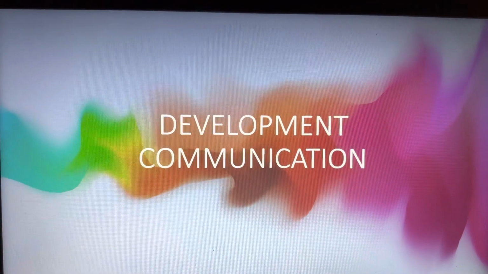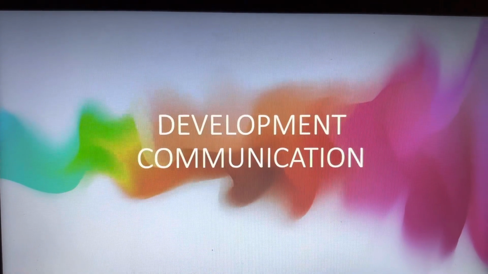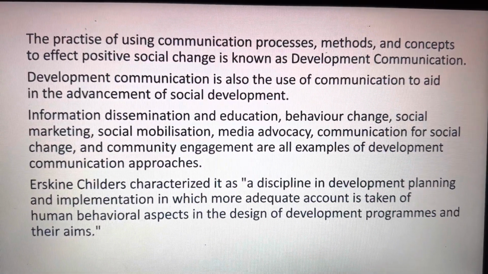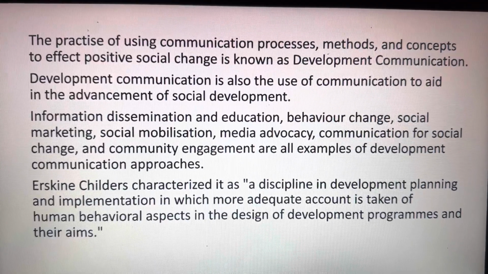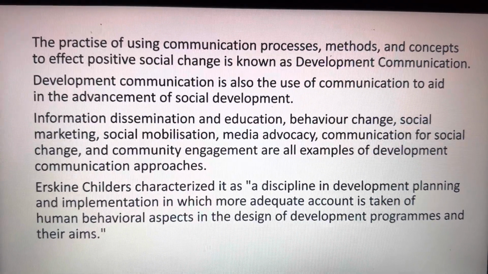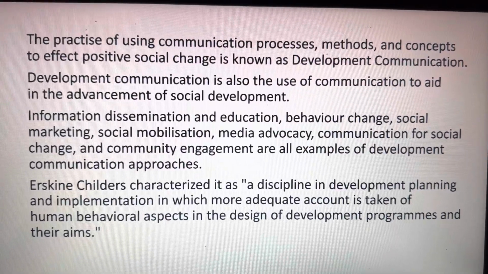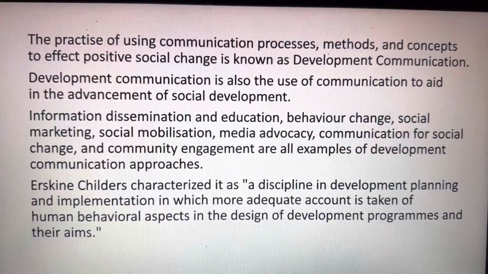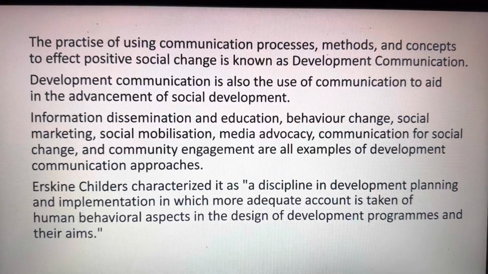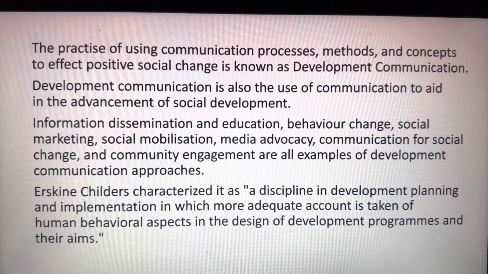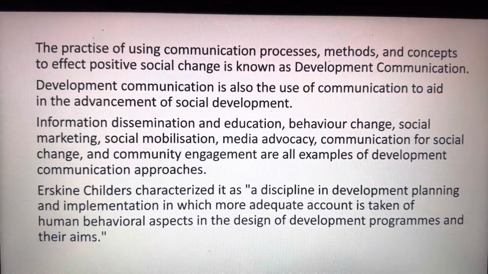In this presentation, you will learn about development communication. The practice of using communication processes, methods, and concepts to effect positive social change is known as development communication. Development communication is also the use of communication to aid in the advancement of social development. So it simply helps social development.